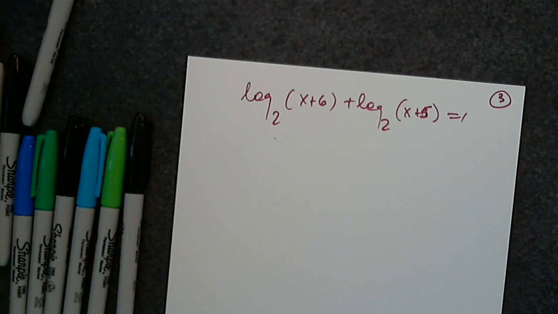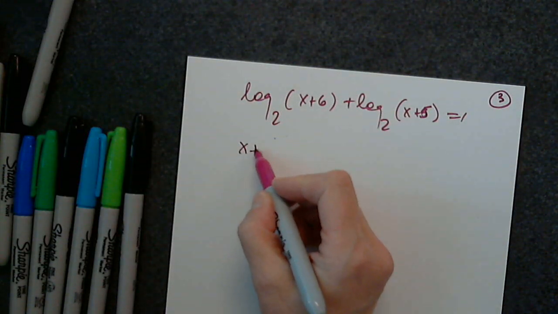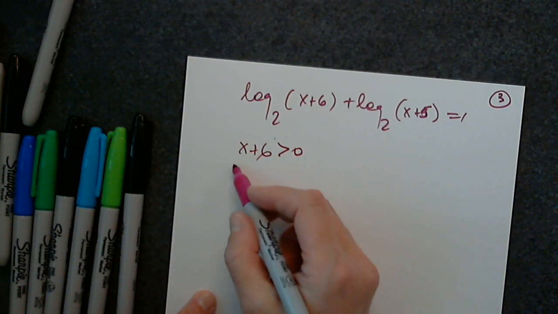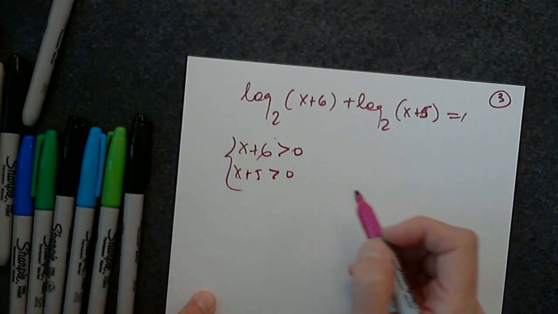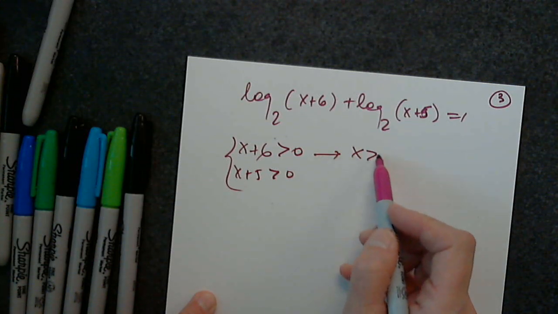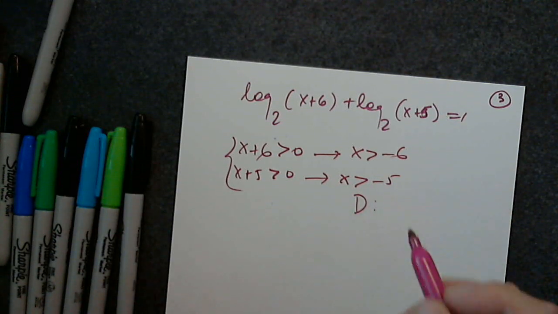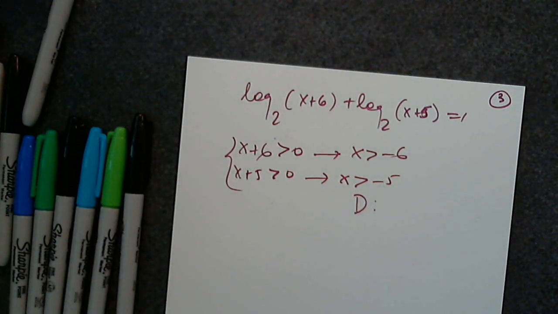So then, if I state the domain, for the first one I will have to write that x + 6 must be greater than 0, excellent, and then for the other one x + 5 must be greater than 0. This is x greater than -6, and this is x greater than -5. I have to make a decision about the domain. It has to be the common domain. Both functions have to exist.